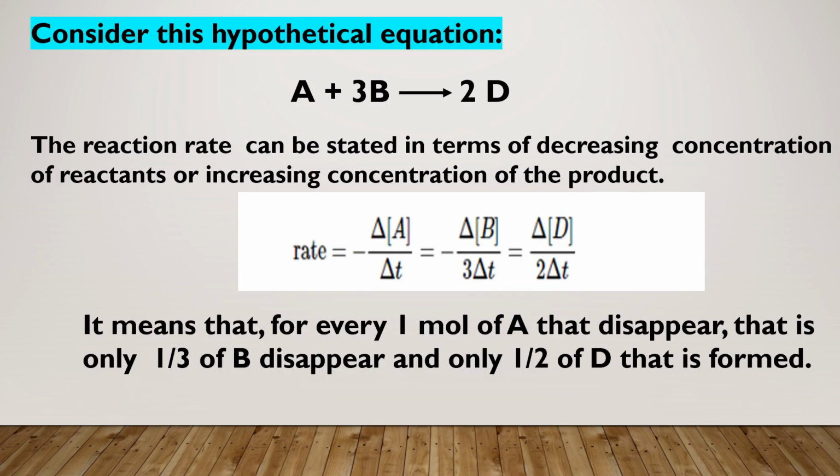Consider this hypothetical equation: A plus 3B forming 2D. The reaction rate can be stated in terms of decreasing concentration of reactants or increasing concentration of the product. So the rate is equal to negative change in concentration of A over the elapsed time, equal to negative 1/3 change of concentration of B over the elapsed time, is equal to 1/2 change in concentration of D over the elapsed time. This means that for every 1 mole of A that disappears, only 1/3 of B disappears, and only 1/2 of D is formed.